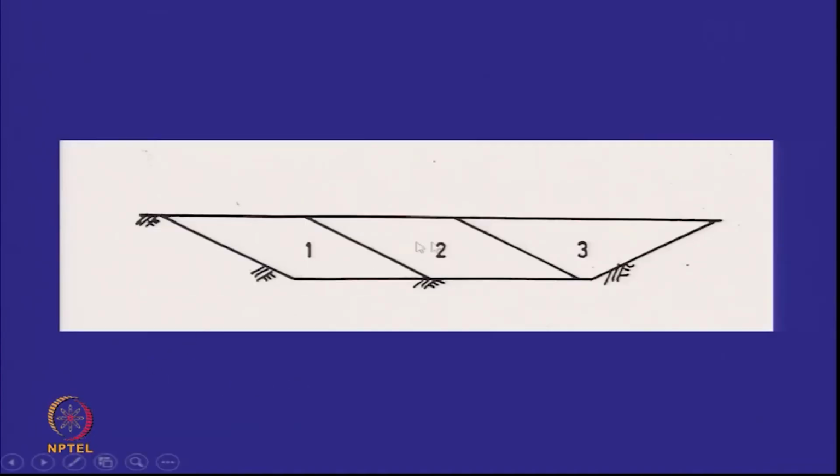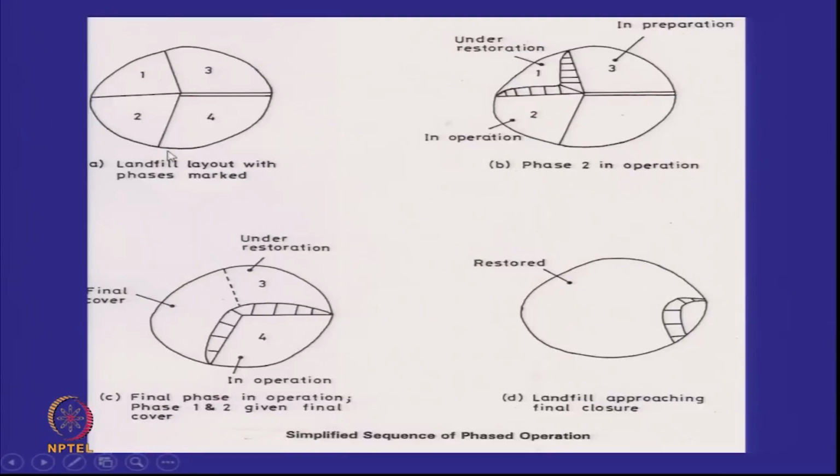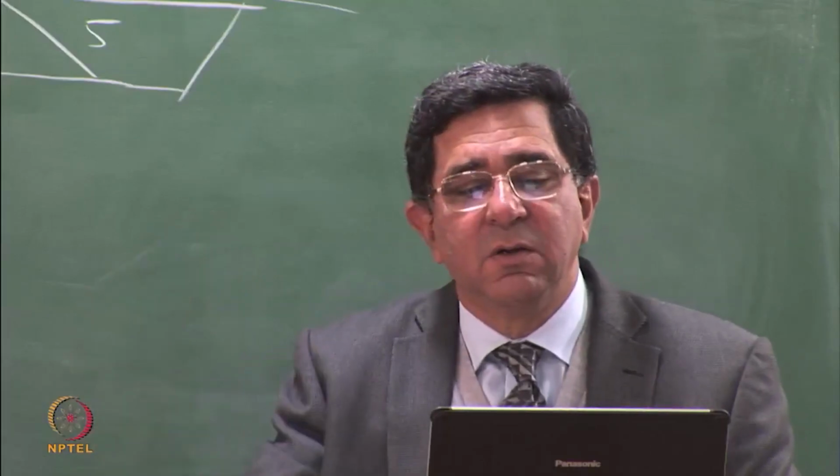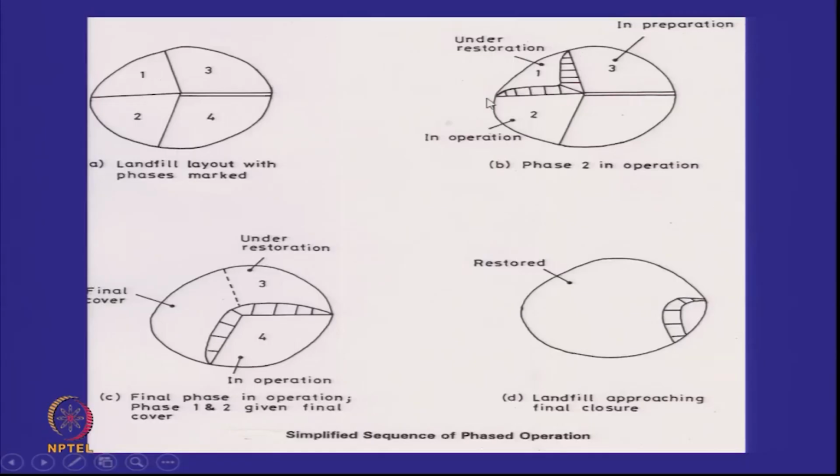And you can phase it like this. I am just showing you another example in plan, a small landfill with 4 phases, 1, 2, 3, 4. So if you look at it, at the end of the first year, this phase has been completed. Can you see? This is a plan view and this shows the slope. So it's rising above the ground. So in the first year you fill this and then you cover it. While you are filling this, you are putting the liner for the next in preparation, right?